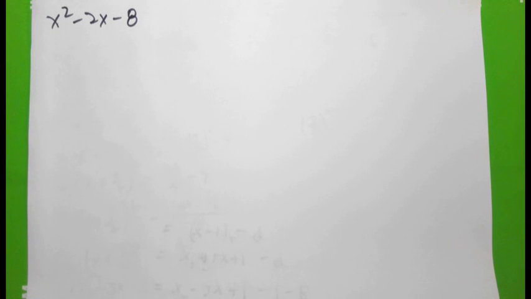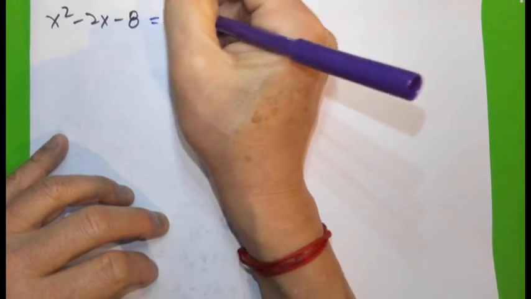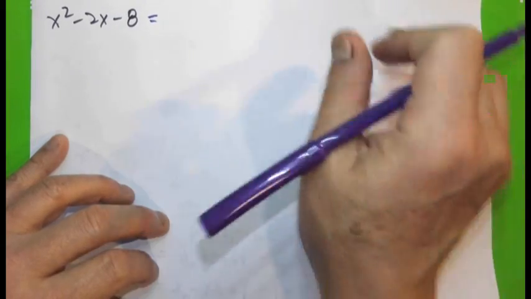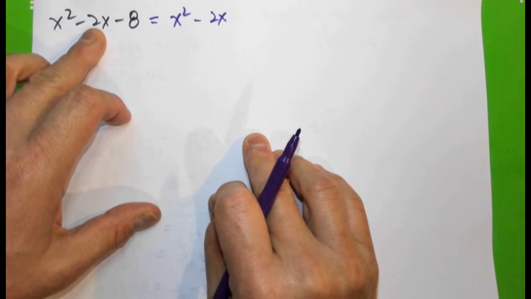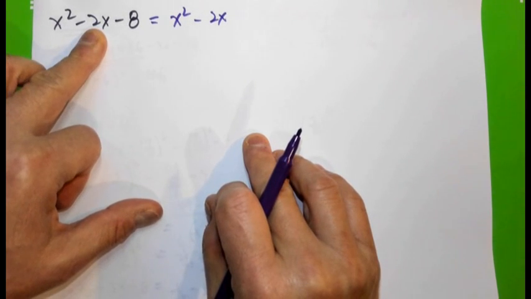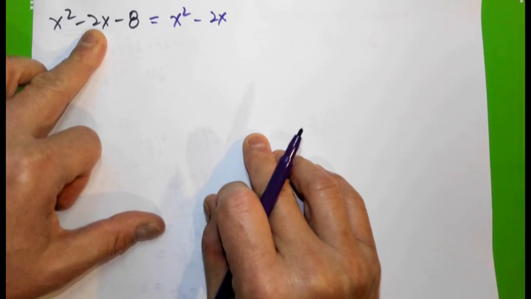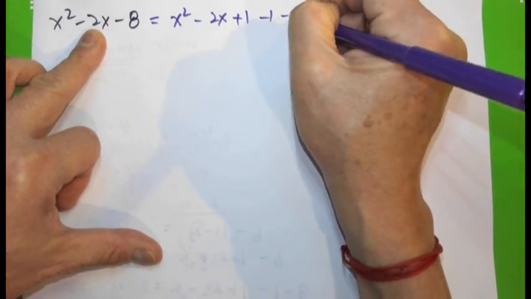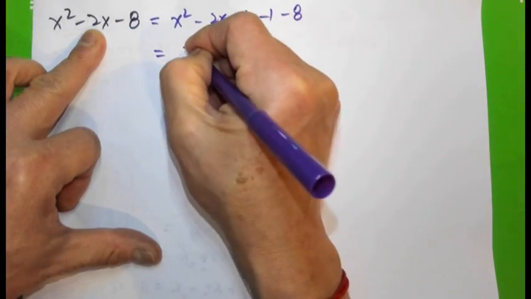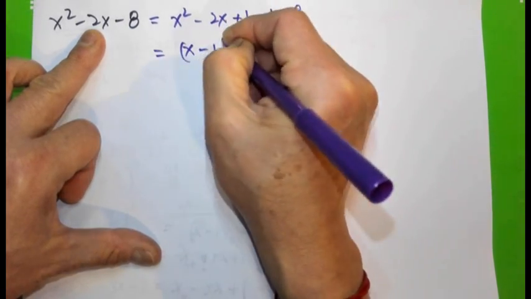One final example. Let's have a look at this one. X squared minus 2x minus 8. I am actually going to write straight down, completing the square rather than do it separately. This is x squared minus 2x. You know minus 2 divided by 2 is minus 1. Minus 1 squared is plus 1. Plus 1 minus 8. Therefore, this equals x minus 1 squared minus 9.